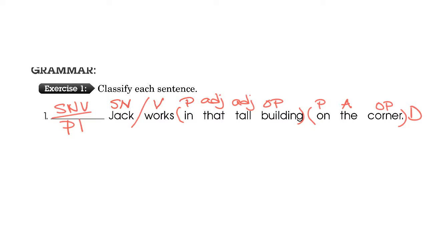Pattern 1. Skill check. In that tall building, prepositional phrase. On the corner, prepositional phrase. Period statement, declarative sentence. Go back to the verb, divide the complete subject from the complete predicate.